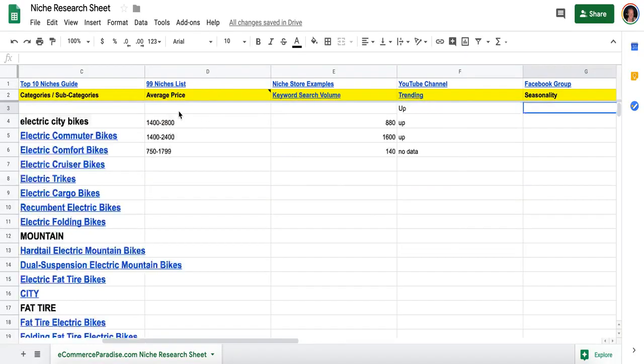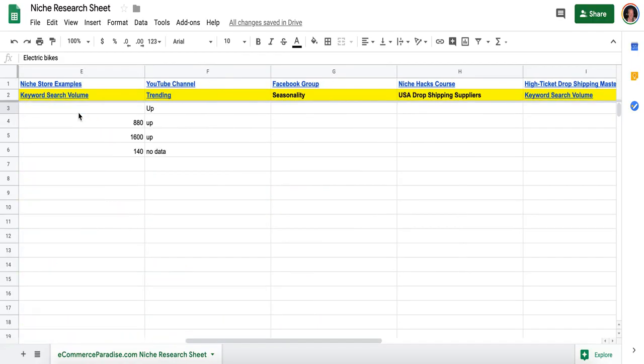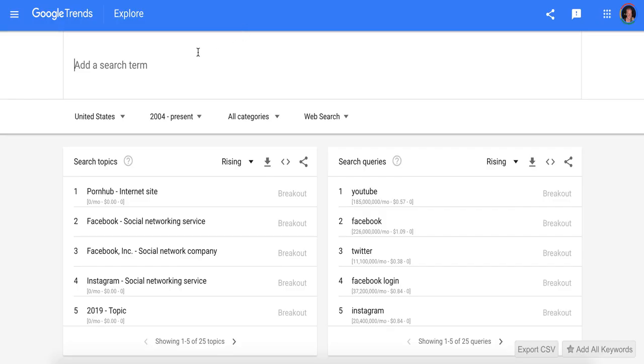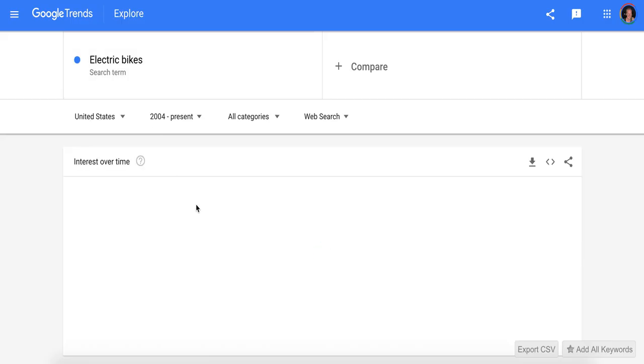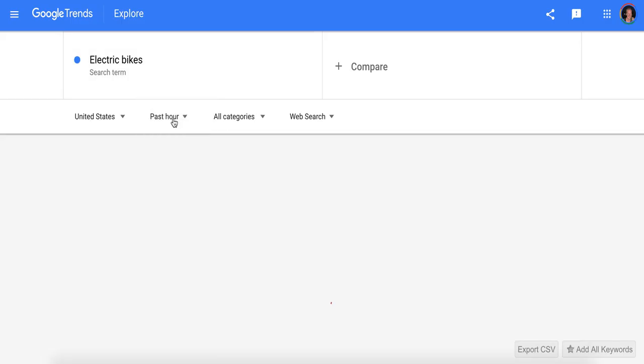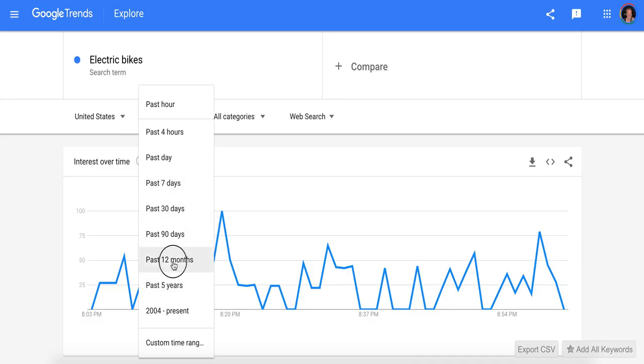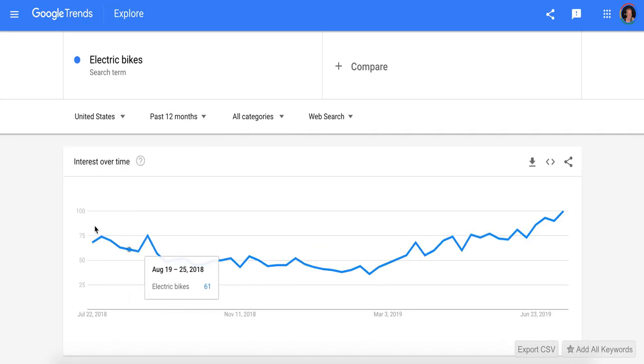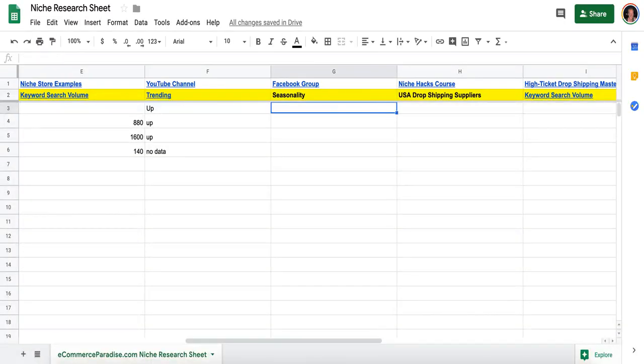So if I go back to my research sheet and grab the keyword electric bikes and plug that in again, instead of 2004 to present, I will search the past 12 months, which is 1 full year of seasonality. This is only going to give me the data on the last 12 months, so you can see how it peaks in the summer, early to late summer, and then it dips in the winter, somewhere around January all the way through till kind of the beginning of March it dips. So it's definitely summer seasonal, so I'll put that here.